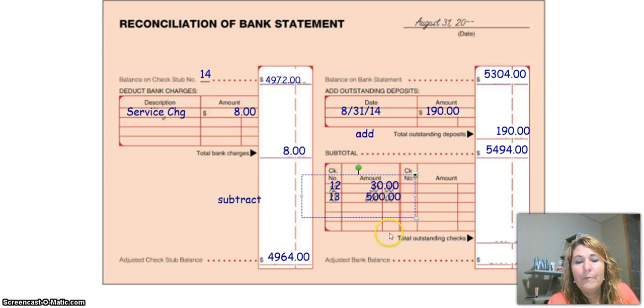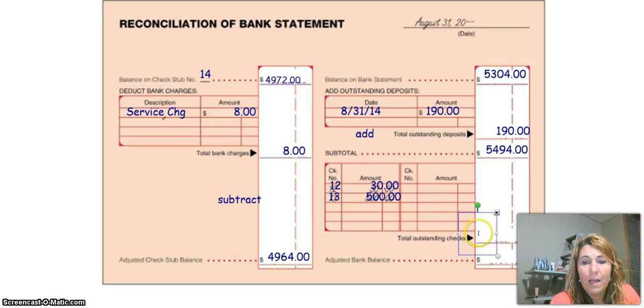Okay, I would list any checks that did not have a check mark. This would also include any debit card transactions, any automatic payments that you know have happened but the bank doesn't have record of yet. You're going to list those here. Total outstanding checks. I'm going to add together all of my items that are listed here as outstanding, and that total is $530.